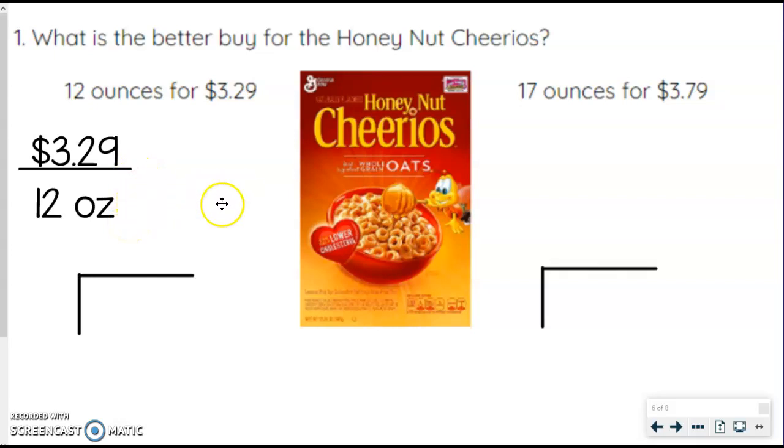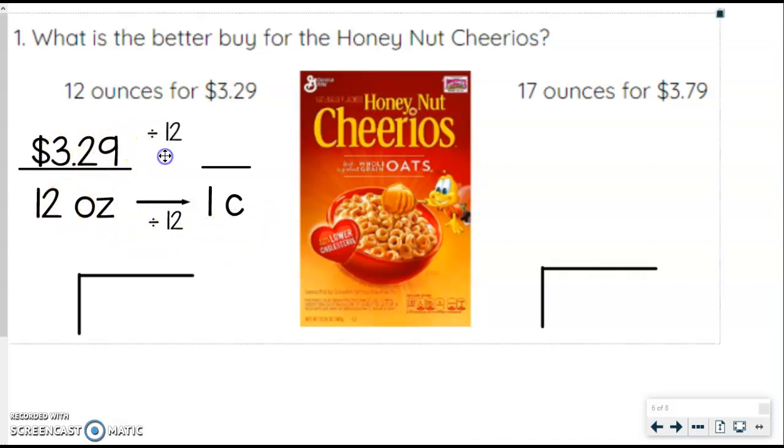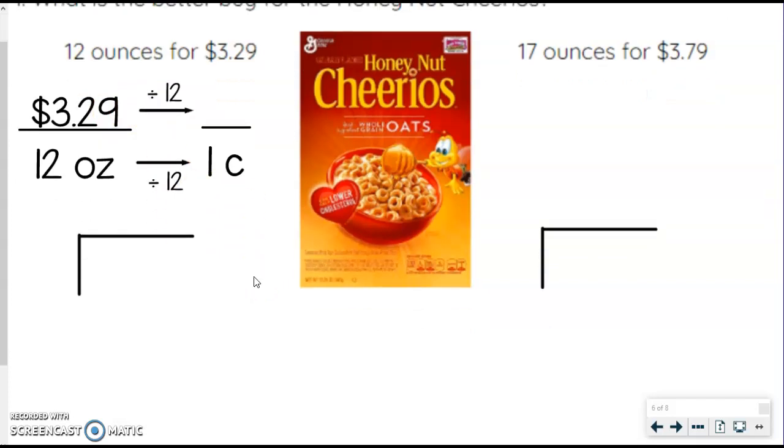Okay, we're going to scale down to 1 ounce. I'm sorry, I know it says cup, it should say 1 ounce. I think I forgot to make that change as we went through, so just change that to ounce on yours. To go from 12 down to 1, we are dividing by 12, just like we did on the last one, right? 12 divided by 12 gives you 1. So we're doing $3.29 divided by 12 as well, because whatever we do to one, we have to do to the other.